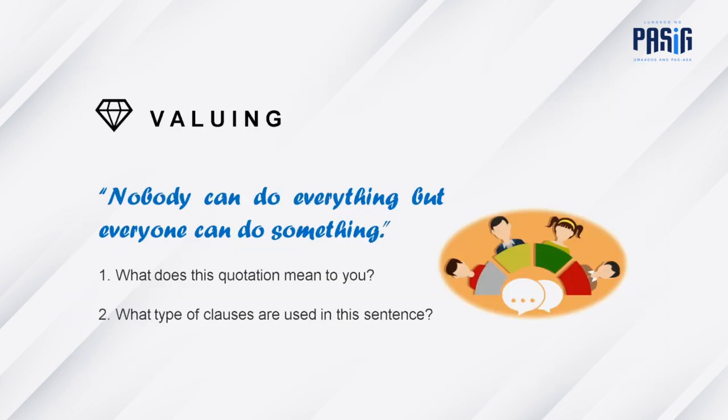Nobody can do everything, but everyone can do something. It's the thought for today. It shows a kind of act where we can help one another doing our part or our responsibilities in the community. As others do their part, let's be sure to do ours. How about you? What does this quotation mean to you? What type of clauses are used in the sentence? These are two independent clauses as they are connected with the coordinating conjunction but, and these clauses can stand alone.